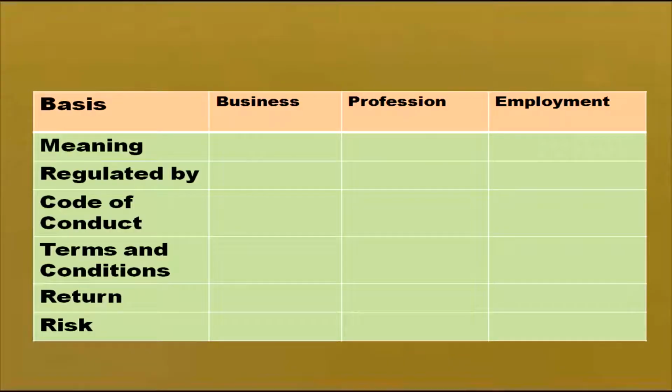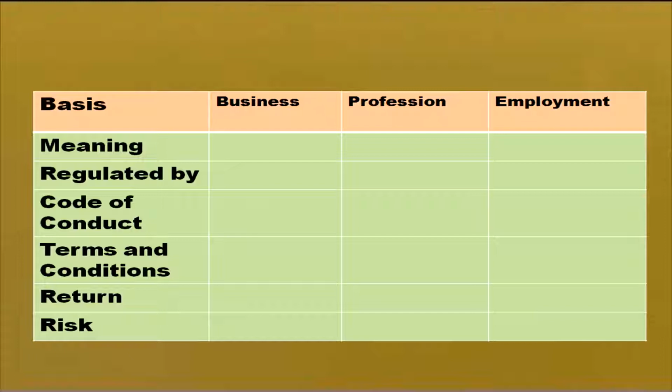Then coming to employment, definitely there are certain terms and conditions. Even if it is not a code of conduct, we can say it has the terms and conditions between the employer and the employee. Then relating to return, business receives profit. In profession, professionals receive professional fee. In employment, workers receive wages or salary.